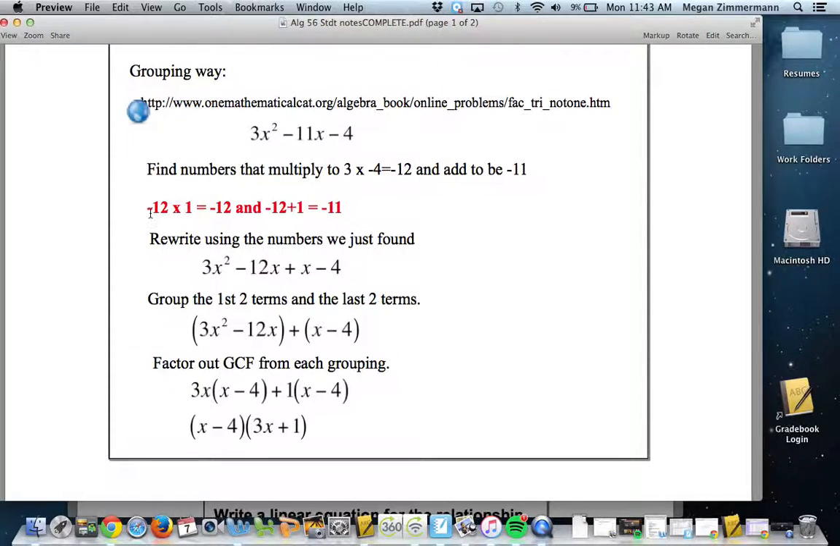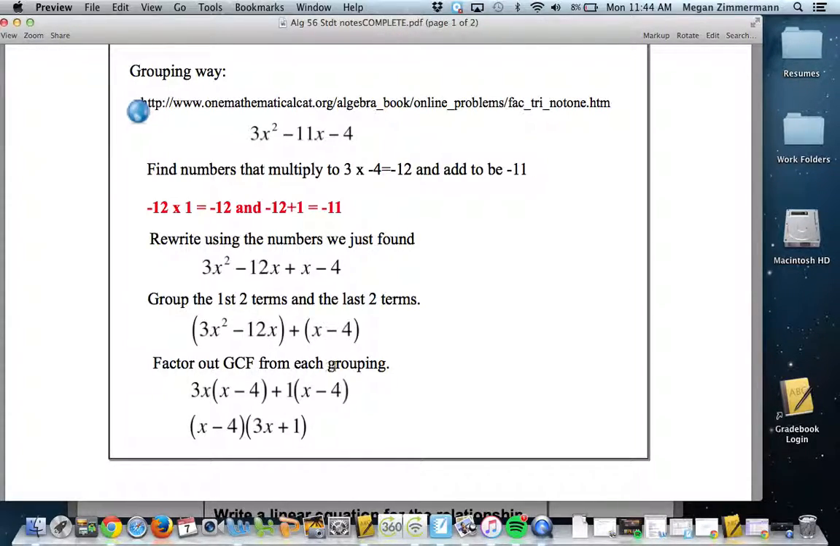So we know that negative 12 times 1 equals negative 12, and negative 12 plus 1 equals negative 11. So you're going to split your middle term of negative 11x into negative 12x plus x. So here I just rewrote it using the numbers we just found. So 3x squared minus 12x plus x minus 4. So now we're going to do exactly what we did when I showed you how to do the reverse distributive property. So you group your first two terms and your last two terms together. So we have 3x squared minus 12x plus x minus 4.